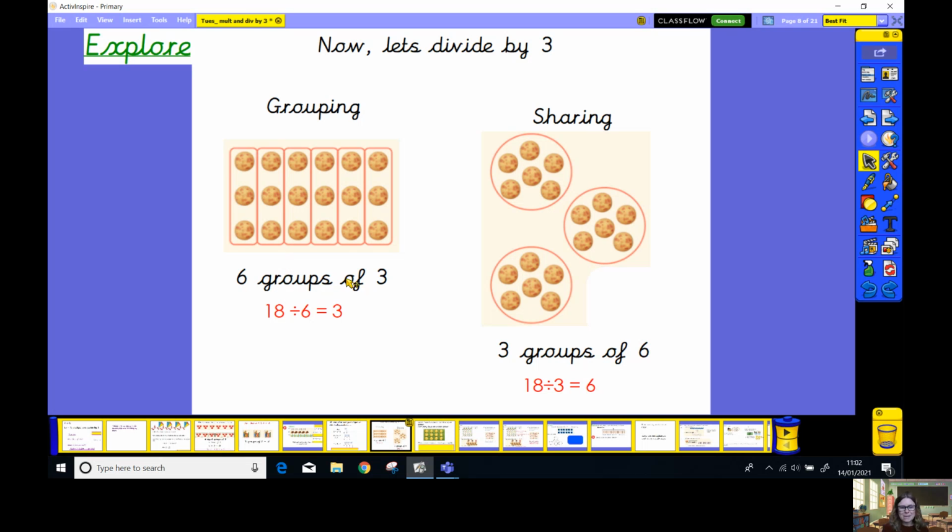So for example, if I had 6 people and I wanted to give them out my 18 cookies, I would give each person 3 cookies. Again, if I only had 3 people and I wanted to share out the same biscuits, I would be sharing them amongst 3 people. And now I have 3 groups of 6. 18 divided by 3 equals 6.